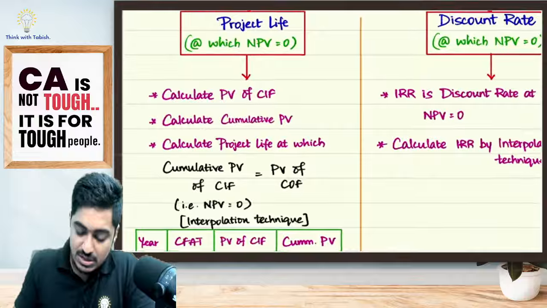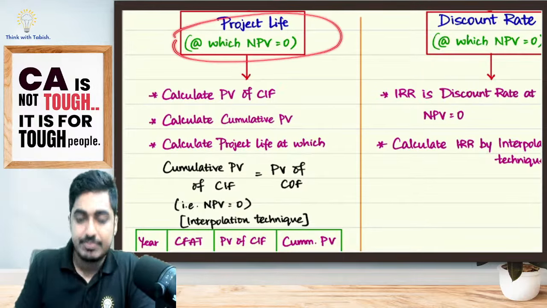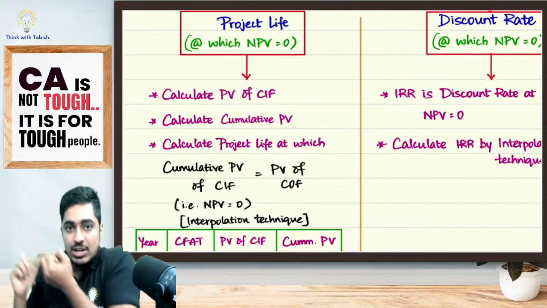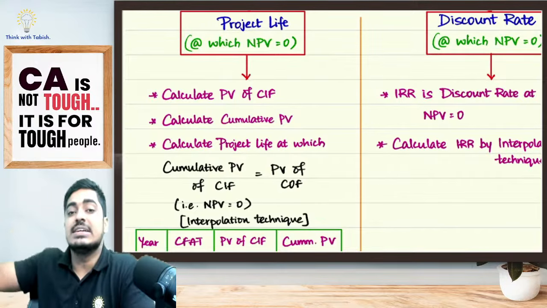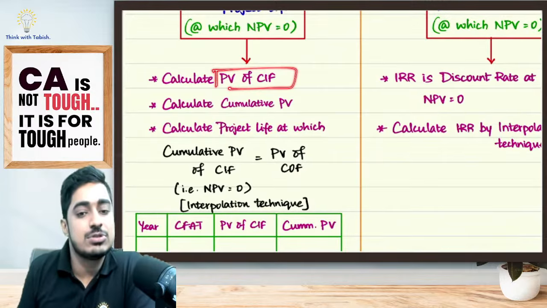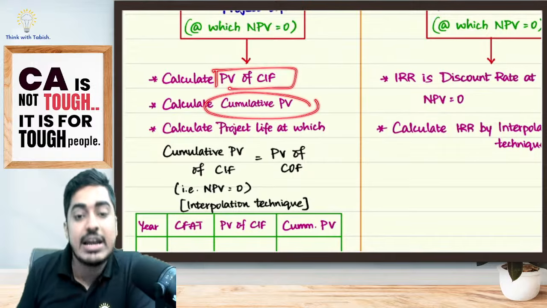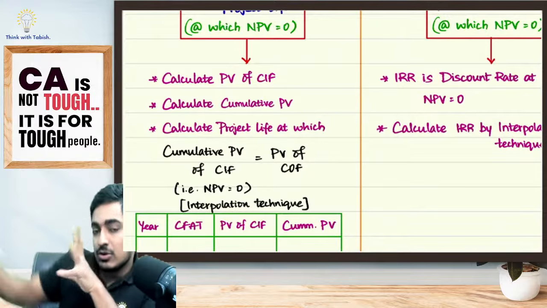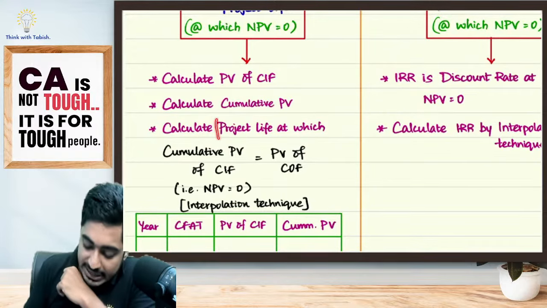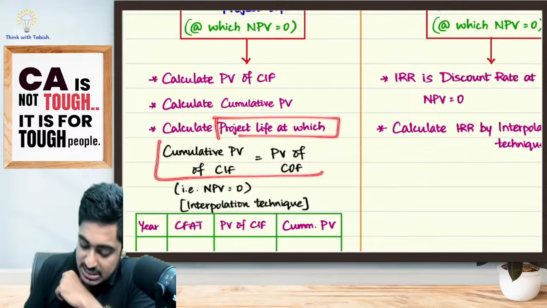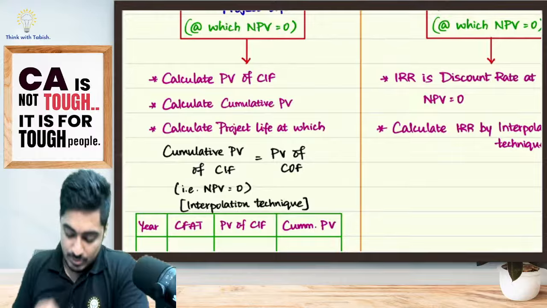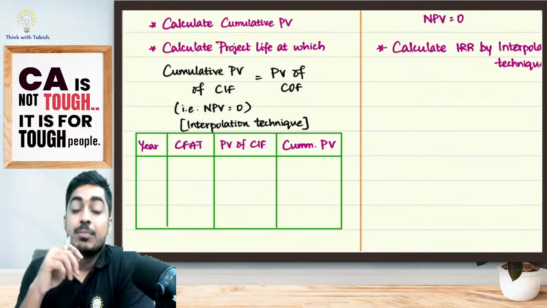What are the exceptions? Firstly, project life. 1 lakh initial investment I have put. That means I want 1 lakh present value of cash inflows. For that, how many years should I run the project? Calculate present value of cash inflows. Based on that, calculate cumulative present value. Yes, year 1, year 2, cumulative value. We've just done that. Okay. And the point at which cumulative present value of cash inflow will be equal to present value of cash outflow, that is going to be my project life.